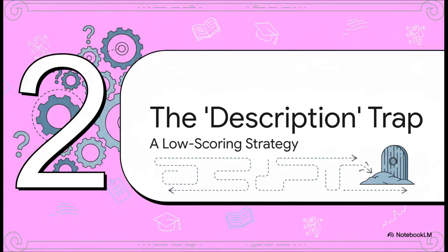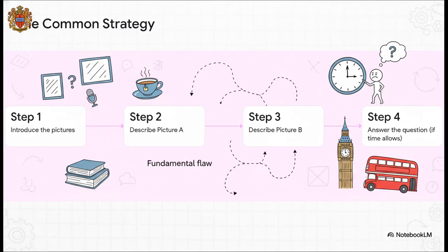With that in mind, it is time to look at the most common strategy that students are taught, and, more importantly, why I'm calling it a trap that can seriously lower your score if you're not careful. This probably looks pretty familiar, doesn't it? You start with a general intro, then you list off what's in the first picture, then you move on to the second one, and then finally, if you've got any seconds left on the clock, you try to squeeze in an answer to the question. I mean, it seems logical, but it has a huge fundamental flaw.